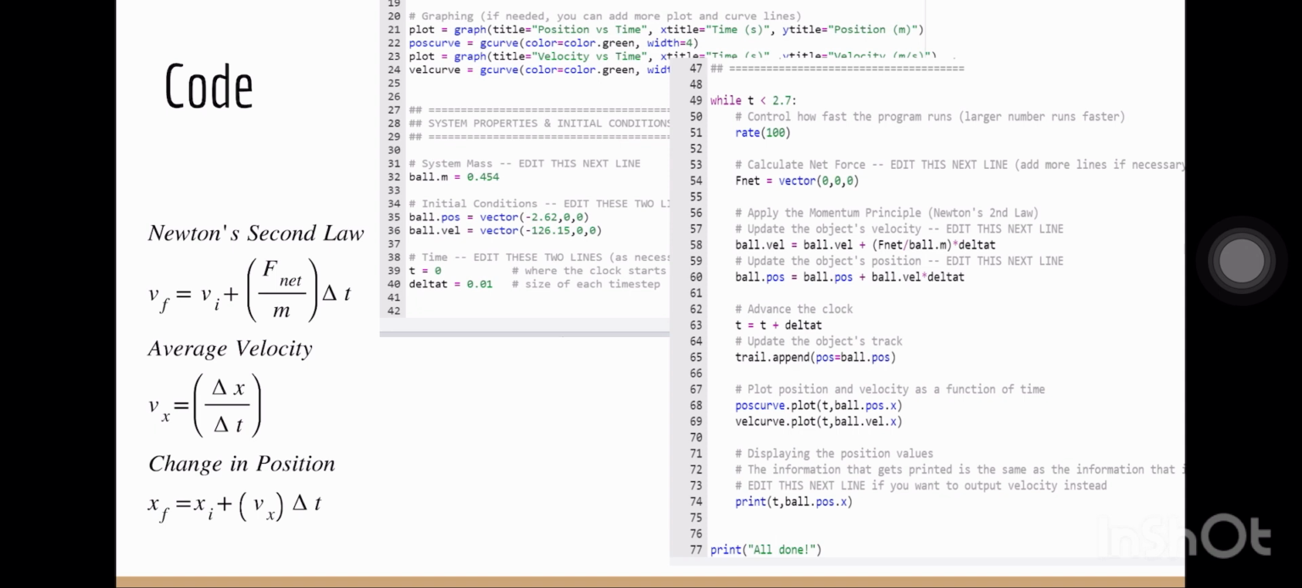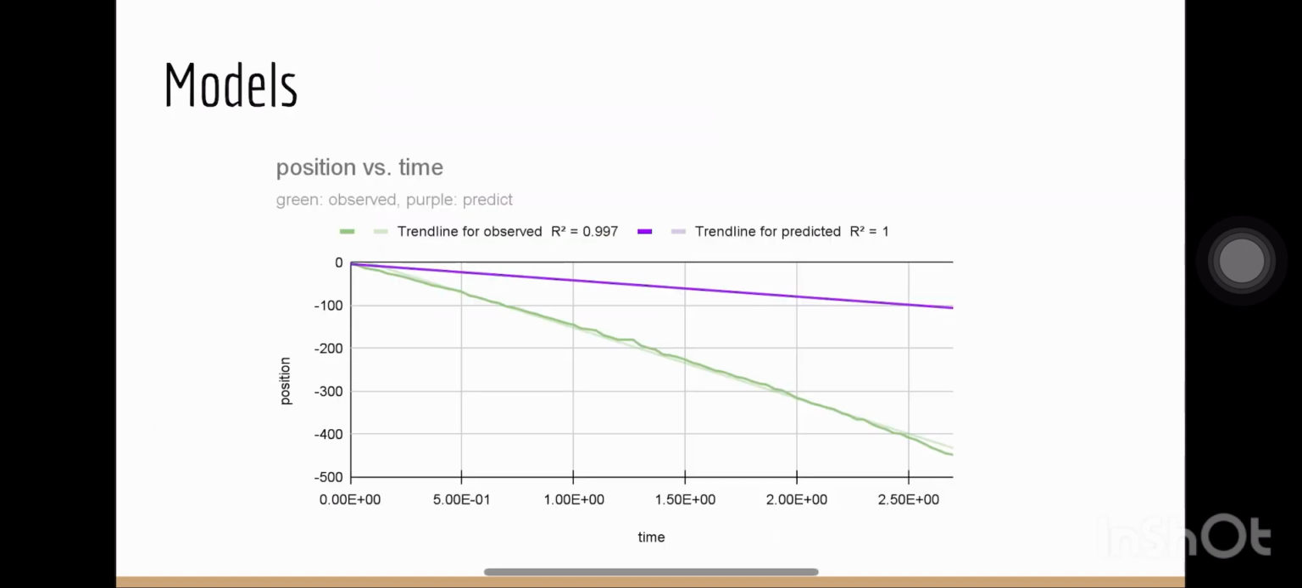The code's purpose is to run through these equations as time progresses until it reaches 2.7 seconds. After running the code, I was provided with more values that I will use to put into the graph on the next slide. My position versus time graph displays two distinct lines, one purple line, one green line.